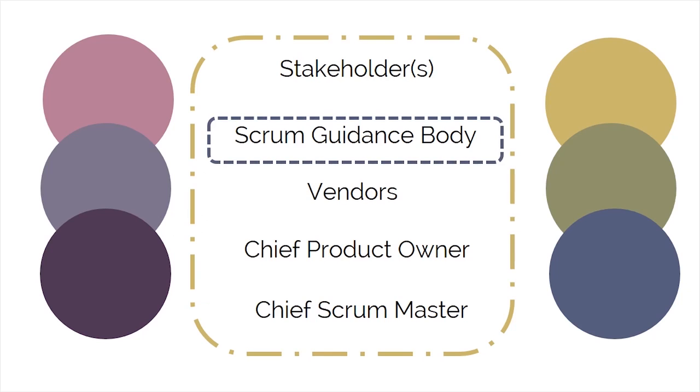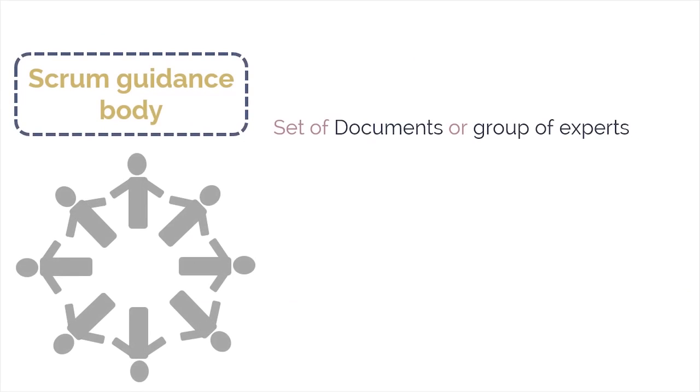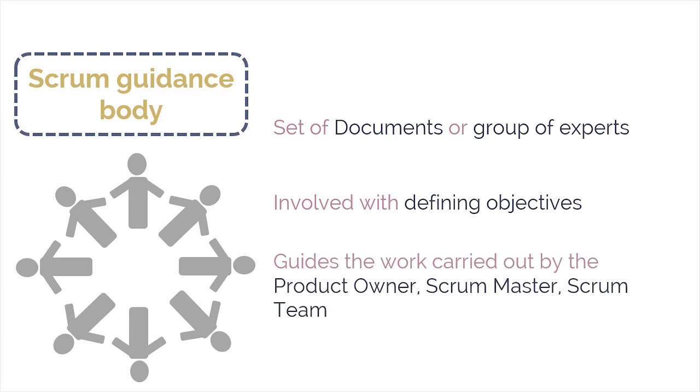Second is the Scrum guidance body, which is also referred to as the SGB. It is an optional role consisting of a set of documents or a group of experts typically involved in defining objectives related to quality, government regulations, security, and other key organizational parameters. This Scrum guidance body guides the work carried out by Product Owner, Scrum Master, and Scrum Team.